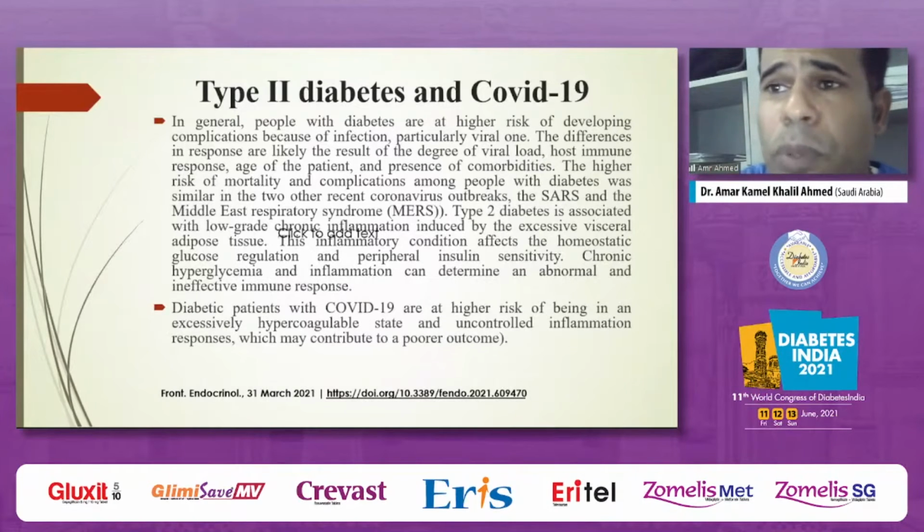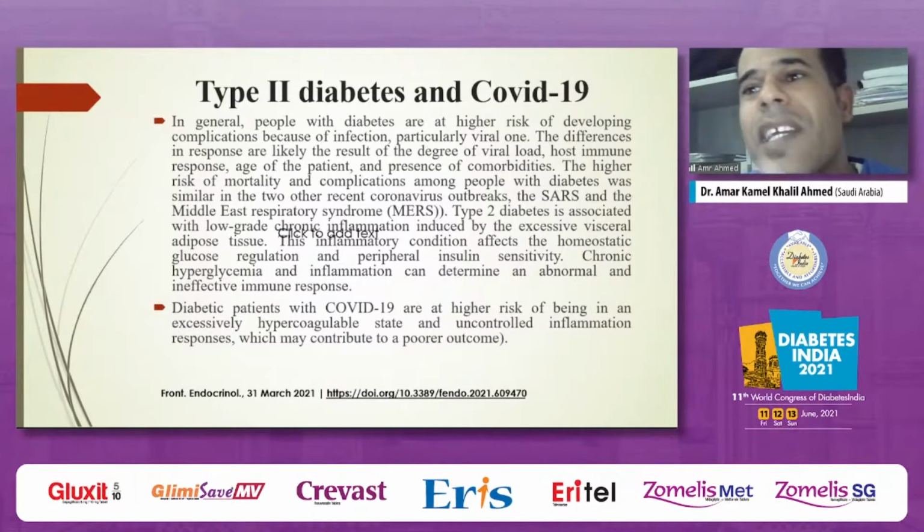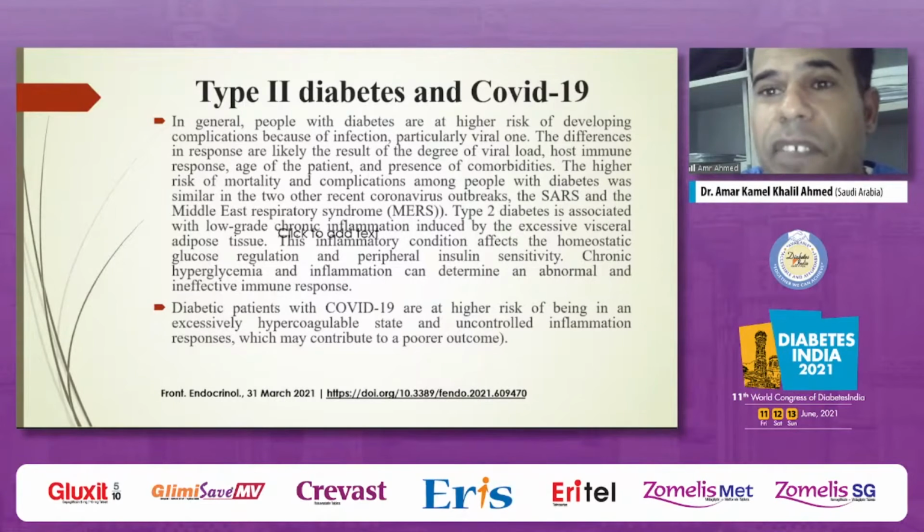The higher risk of mortality and complications among people with diabetes was similar in the two other recent coronavirus outbreaks, SARS and MERS, the Middle East respiratory syndrome. Type 2 diabetes is associated with low-grade chronic inflammation induced by excessive visceral adipose tissue. This inflammatory condition affects homeostatic glucose regulation and peripheral insulin sensitivity. Chronic hyperglycemia and inflammation can determine an abnormal and ineffective immune response.